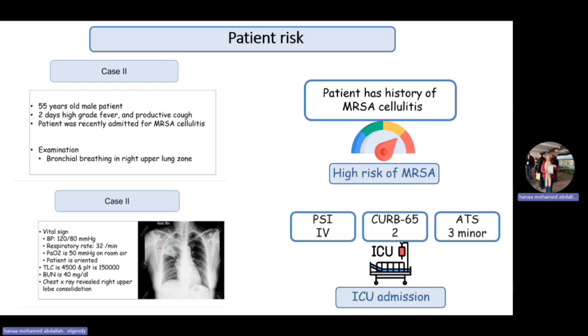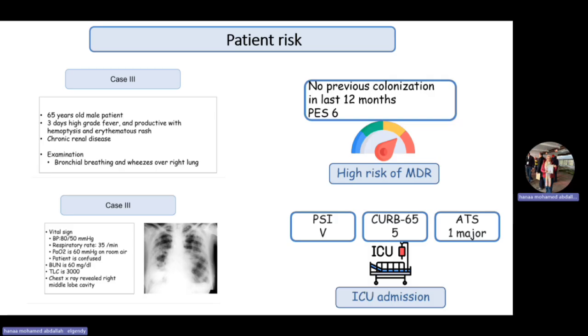Okay, case number 2, a 55 year old patient, but the patient has a history of MRSA, and PSI is 4, the group index is equivocal to, but ATS shows 3 minor criteria. So this patient should be managed in the ICU. So we have to check just 3 scores and we take the highest one. The group index indicates that the patient might not need ICU, but by ATS, there are 3 minor criteria, so the patient needs the ICU.